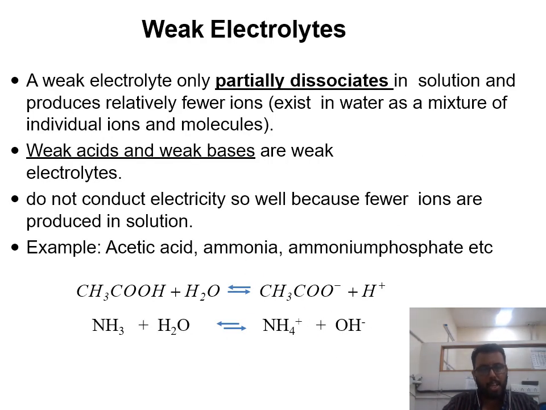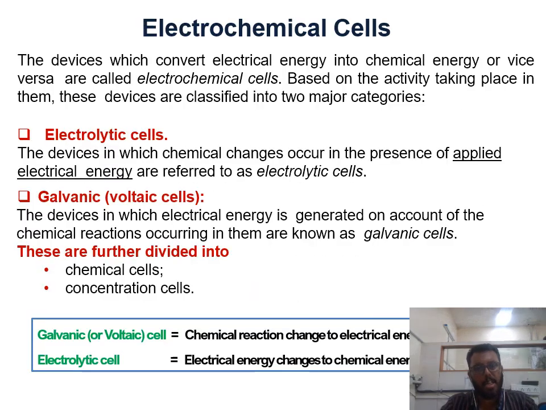A weak electrolyte partially dissociates in solution and produces relatively fewer ions, existing in water as a mixture of individual ions and molecules. Similarly, weak acids and weak bases are weak electrolytes. For instance, if you dissolve acetic acid in water, you form acetate. Acetic acid is a weak electrolyte or a weak acid. Similarly, ammonia is a weak base, and if you dissolve it in water, it forms ammonium ion. They do not conduct electricity as well as strong acids or strong bases. That's why they are called weak electrolytes. Ammonium phosphates are also another example.